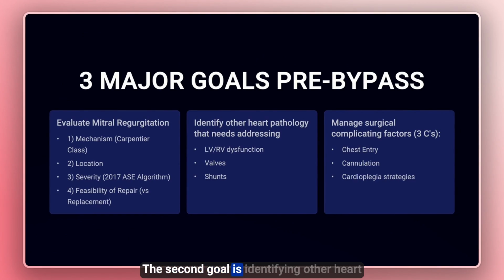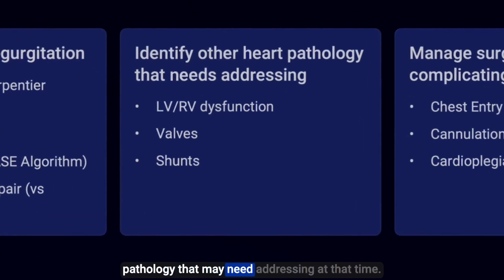The second goal is identifying other heart pathology that may need addressing at that time. This would include LV or RV dysfunction, certain other valvular disorders, and shunts that could be present in the heart.